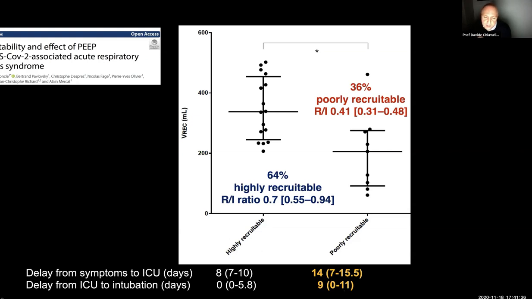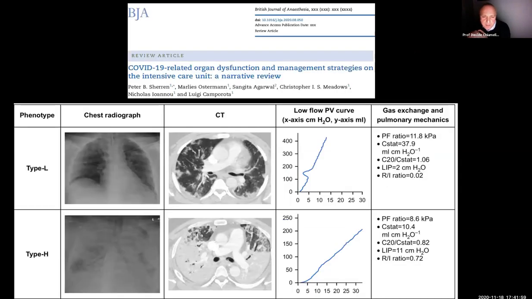The ones that are highly recruitable are early in their intubation or early in the symptoms, whereas as you go on over time, then the lung fibrosis and other phenomena that we'll show later on may be the preponderant mechanism and therefore poorly sensitive to recruitment maneuvers. This is just one reason why that might be the case.